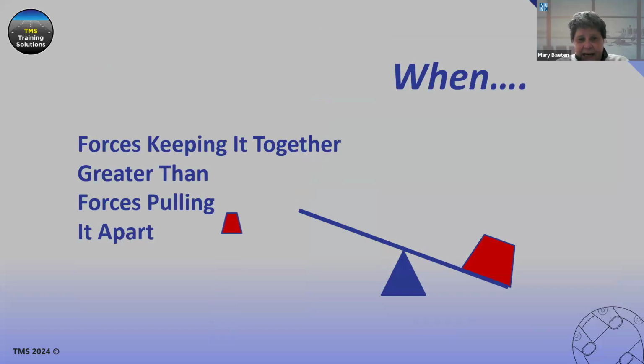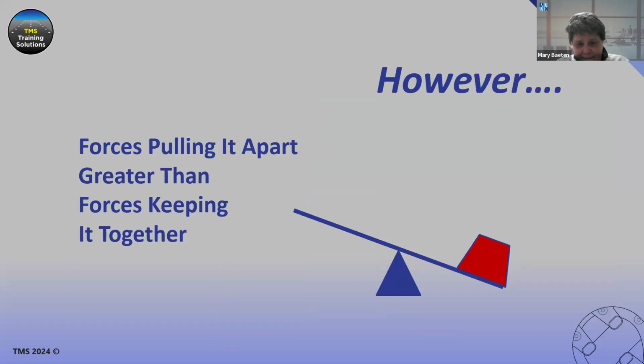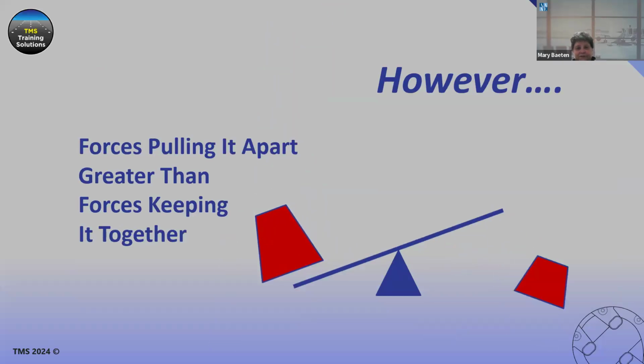If the forces keeping it together are greater than the forces pulling it apart, the bolted joint doesn't even see any of the forces acting against it. Next. But when the forces pulling it apart are greater than the forces holding it together, the bolt will fail, and that could just be slipping in the bolted joint.